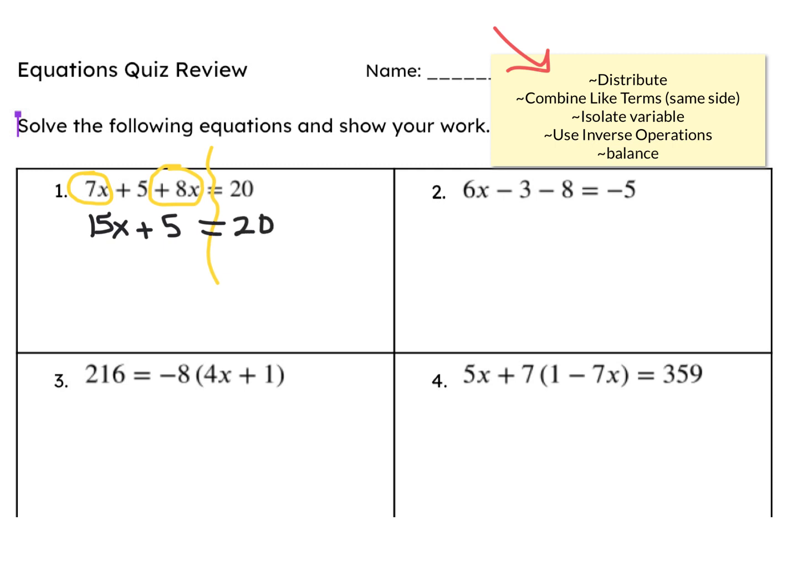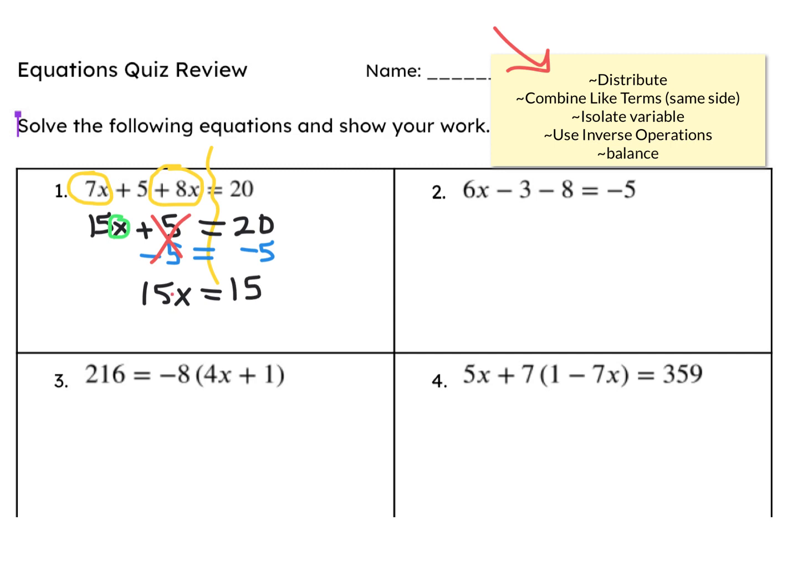Okay, now we have a two-step equation. So we've distributed, we've combined like terms, and now we're going to isolate the variable. So here is our variable, the x. Notice it's 15 times x plus 5. Our next step would be to use inverse operations to isolate the variable. So since there's a plus 5 here, we're going to subtract 5 next. That eliminates the 5. And on the left side, we have 15x. And on the right side, we also have 15.